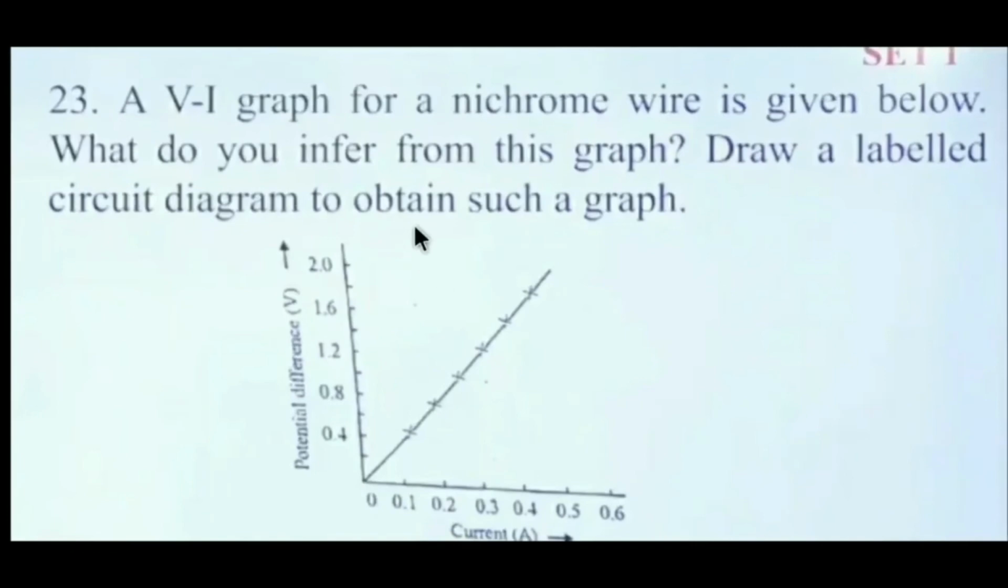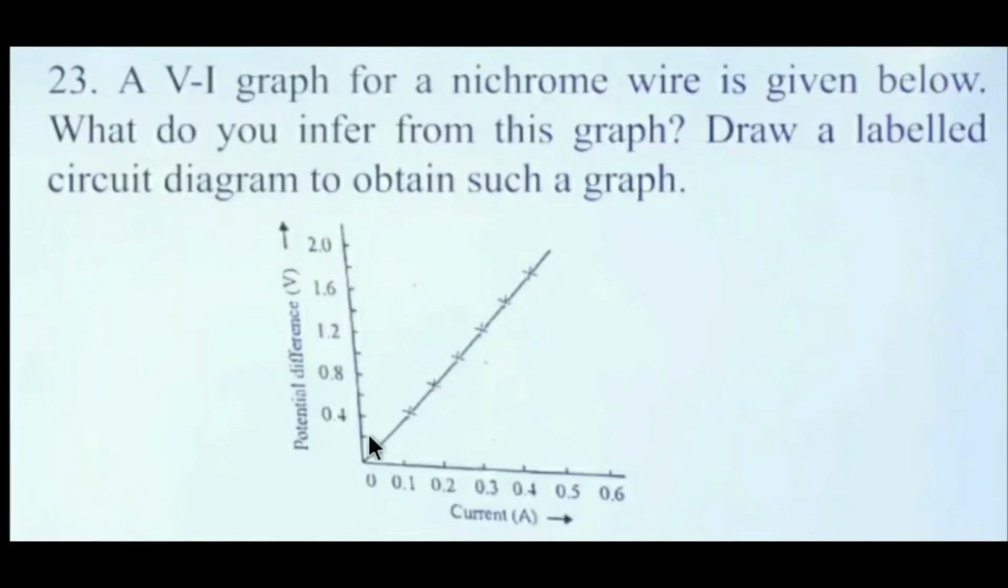Then this type of diagram gives a voltage and ampere or current graph for a nichrome wire as given below. What do you infer from this graph? Draw a labeled circuit diagram to obtain such a graph.